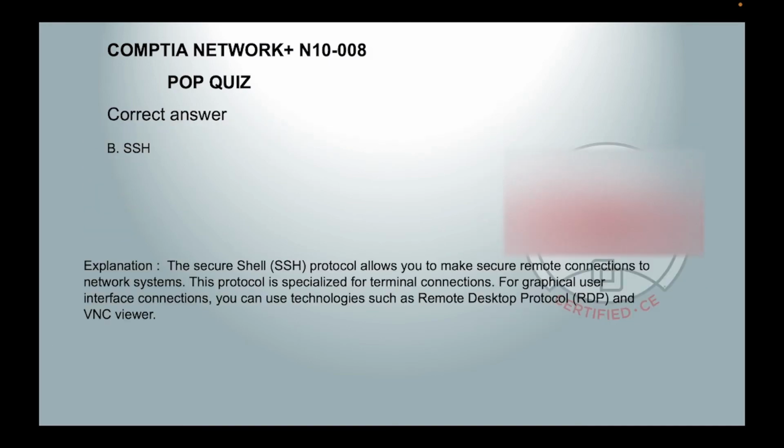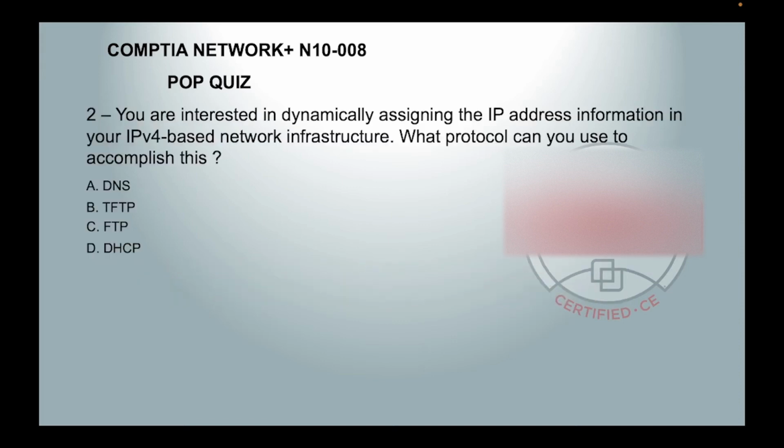The Secure Shell SSH protocol allows you to make secure remote connections to network systems. This protocol is specialized for terminal connections. For graphical user interface connections, you can use technologies such as Remote Desktop Protocol, RDP, and VNC Viewer.